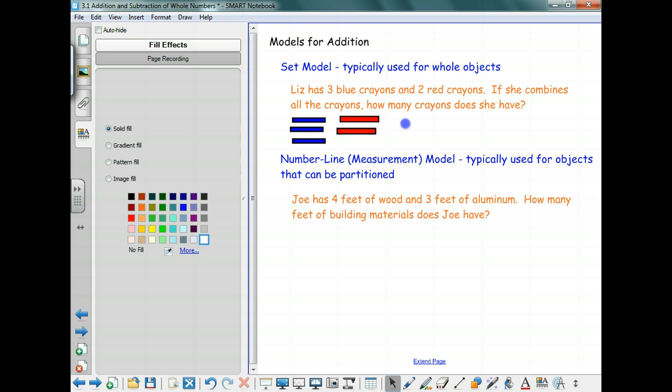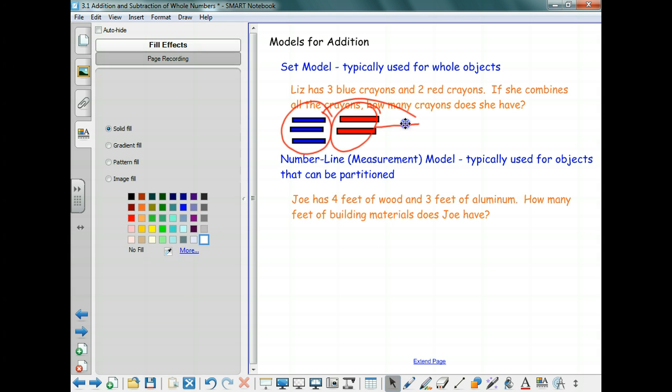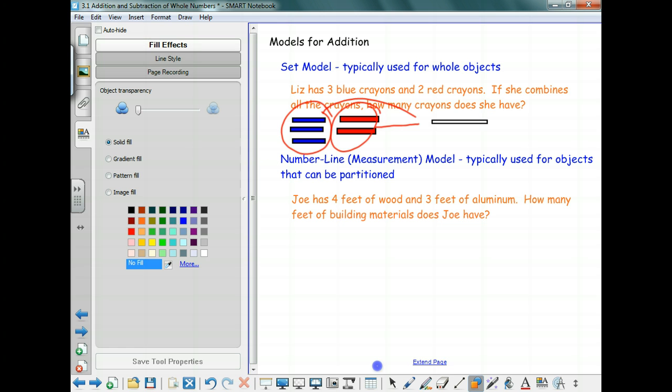All right, so we've got 3 blue crayons and 2 red crayons. What we're going to do is combine these together. In order to combine them into one set of crayons, how many crayons do we have? We would have 5.